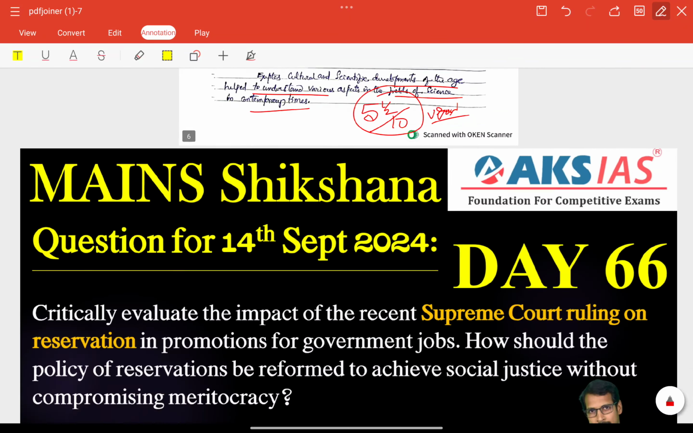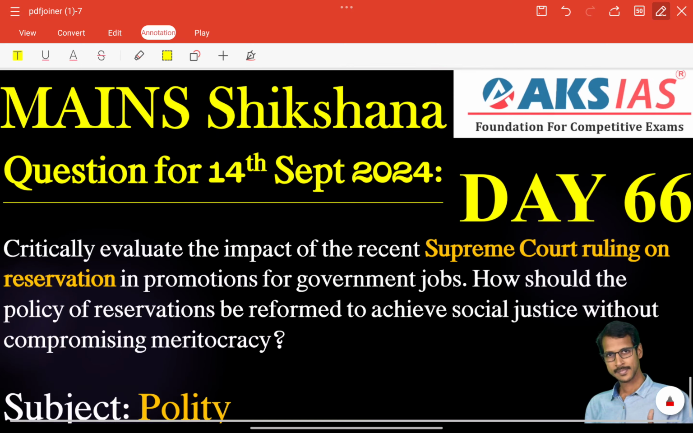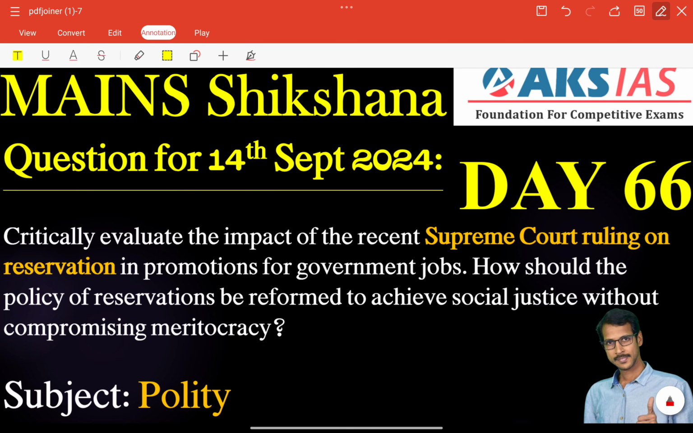Next, coming to Day 66 main section, the question for 14th September 2024. Critically evaluate the impact of the recent Supreme Court ruling on reservation in promotions for government jobs. How should the policy of reservations be reformed to achieve social justice without compromising meritocracy? That is related to our subject, polity. Very, very important question, related to a recent Supreme Court ruling.